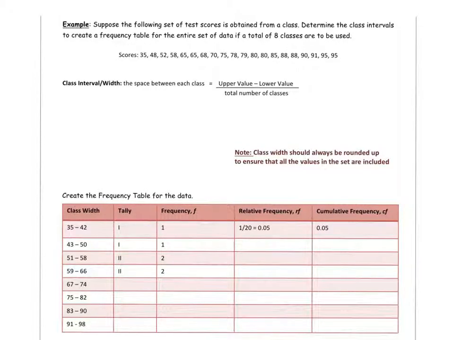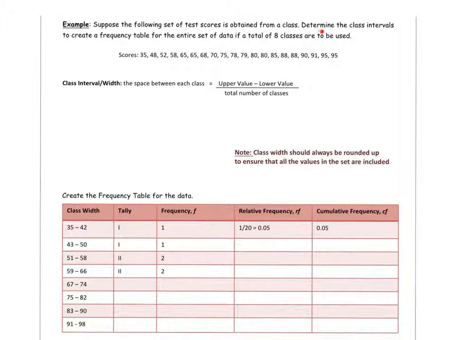So here's our first example. I have a list of test scores here. These are test scores obtained from a class, and I did list them in order. If they weren't listed in order, I would have to put them in order. So keep that in mind when you're doing your project. You might have to order them first before you try to make a graph.